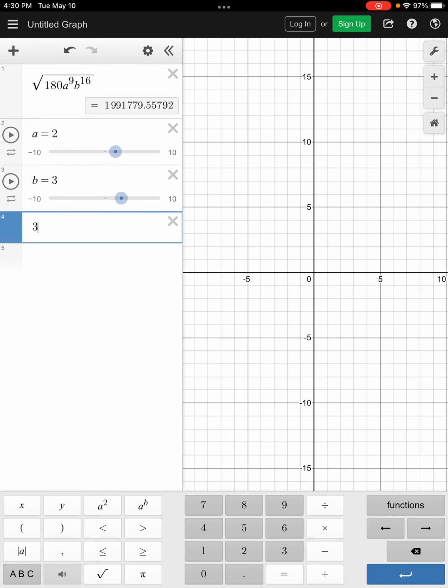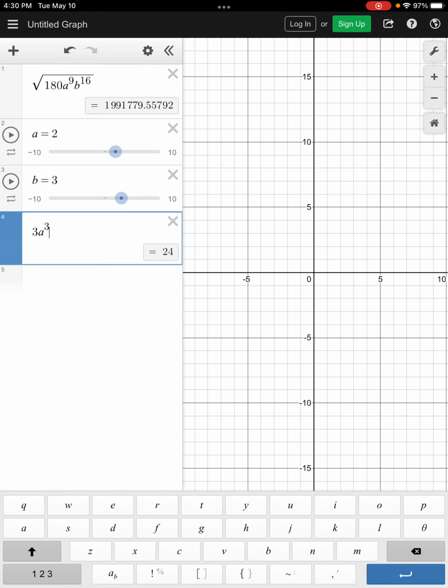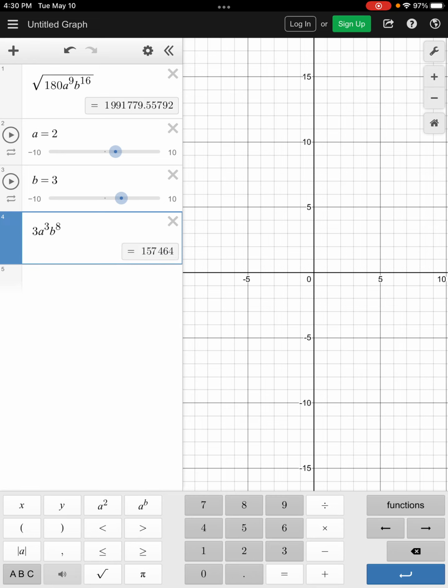So a is going to be 3a raised to the 3rd power, and it'll be b raised to the 8th power, and then it's a square root of 20. All right, that's not the answer choice we want.